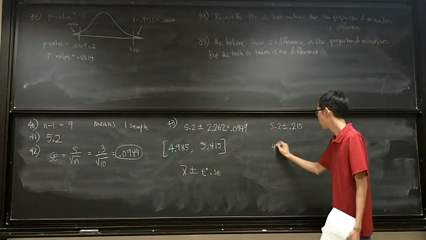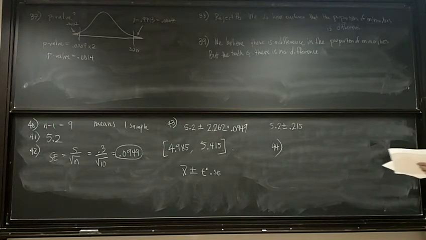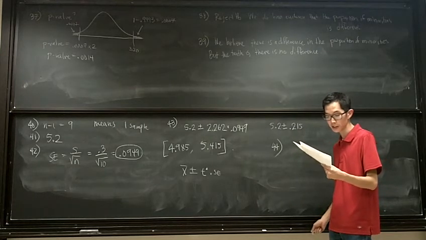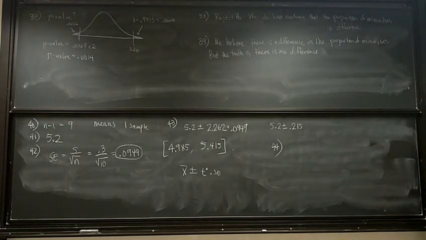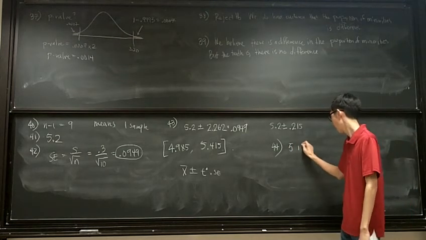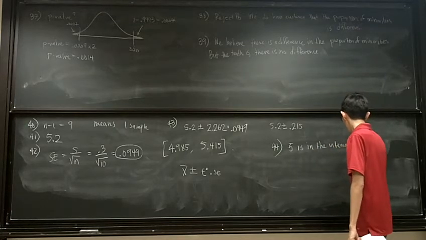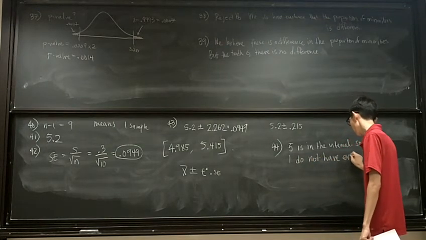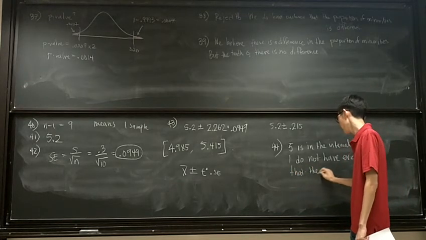And so 44 says, what conclusion do we make? So, because we're asking, is this evidence that the bags at the grocery store have a mean weight different from 5 pounds? Well, 5 is in my interval. So I do not have evidence that the mean weight is different from 5.